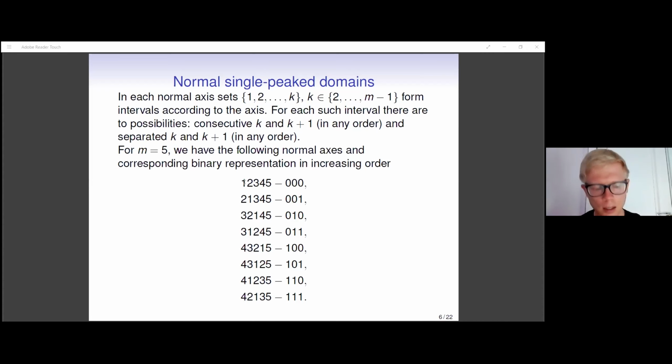Because of this, we have interval 1, 2, interval 1, 2, 3, interval 1, 2, 3, 4, and so on. And so we add an additional k, and there are 2 possibilities to add k: consecutive order and separated. So it's possible to add 3 as 1 through 3. So we have 3 in a consecutive way, or we have 2, 1, 3. So 2 and 3 are separated.